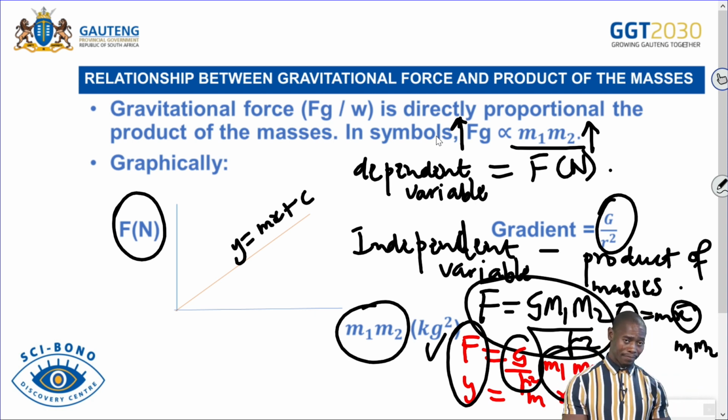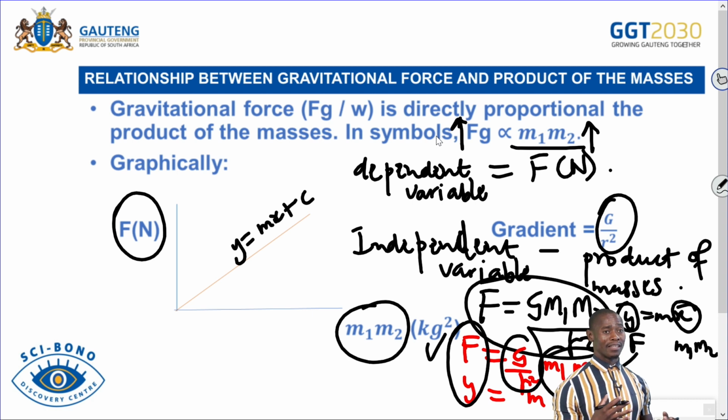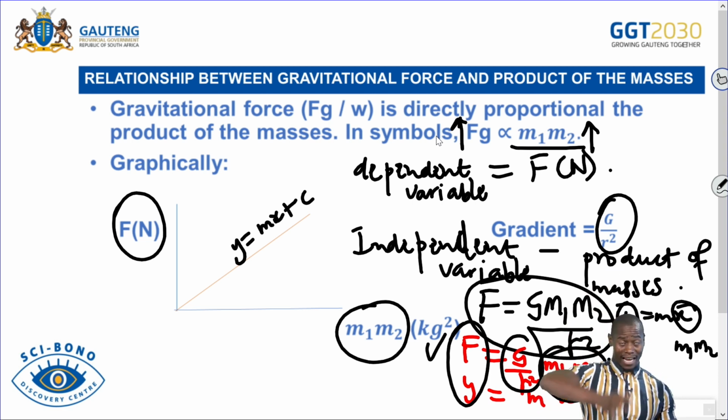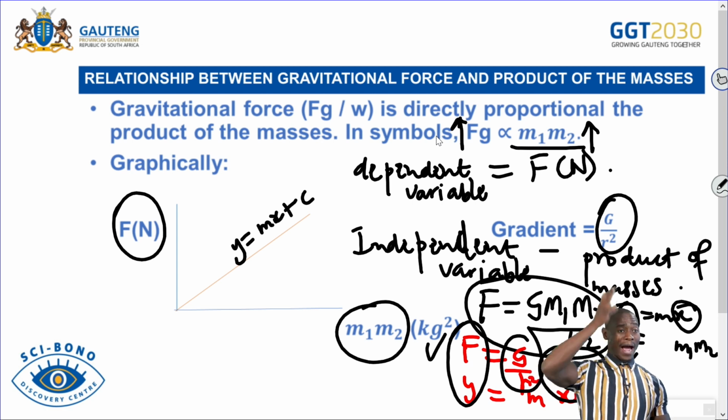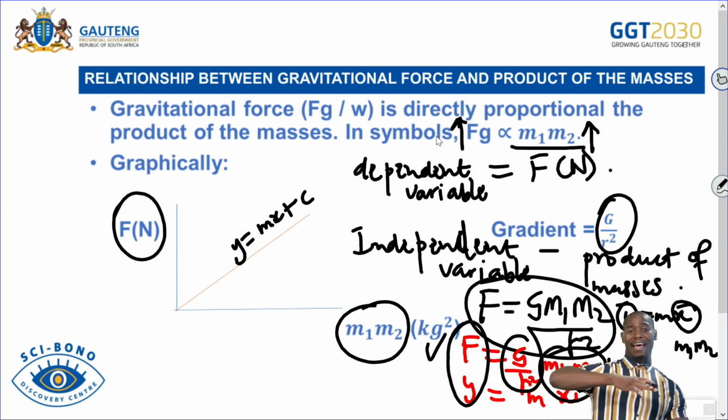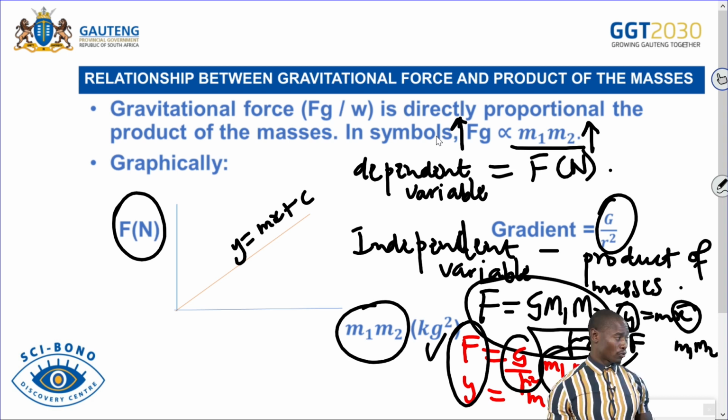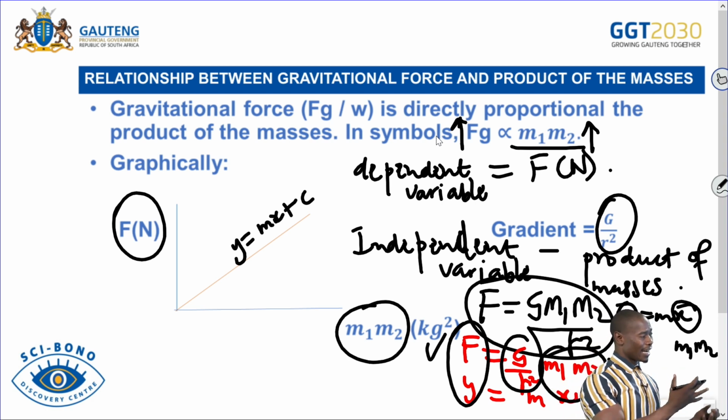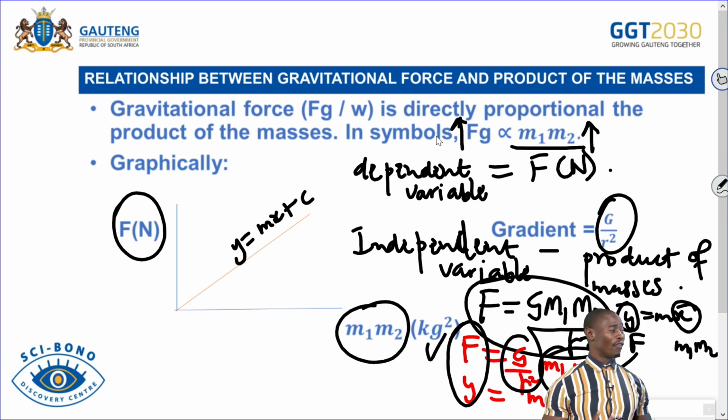Then, if in an exam or a test you get a graph like this one, and they say identify the variables, dependent and independent, you will be able to do that. The dependent variable is always along your vertical axis, which we call the y-axis in mathematics. Your independent variable is always along the horizontal axis, which we call the x-axis. So those are the variables. Then the gradient in this case represents G over r squared.